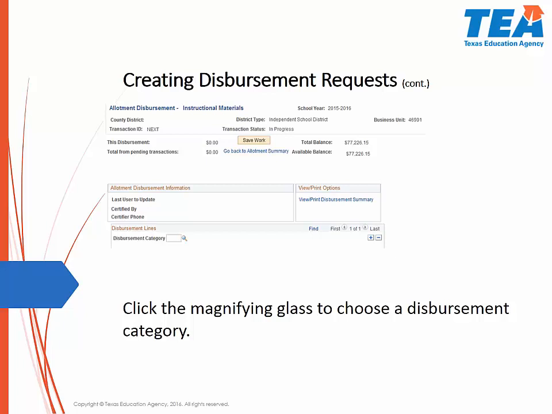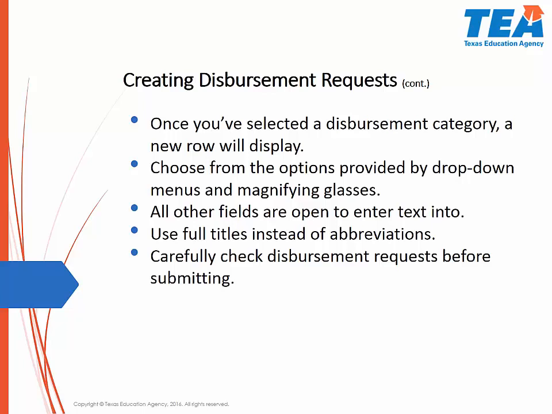Click the magnifying glass and choose the disbursement category. Once you've selected a disbursement category, a new row will display. If there's a drop-down menu or a magnifying glass, you must choose from the options provided. All other fields can be typed in directly. Use full titles instead of abbreviations, and carefully check the disbursement request before submitting.